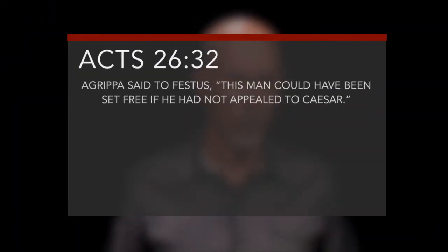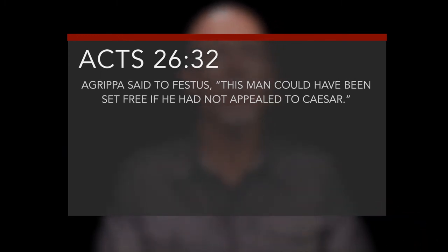The chapter finishes with this simple statement, verse 32. Agrippa said to Festus, "This man could have been set free if he had not appealed to Caesar." That is false. Though the law said he could have been set free, that was never going to happen in the real life situation. And here's the lesson I draw for this, and kind of the bow I want to put on this entire study.